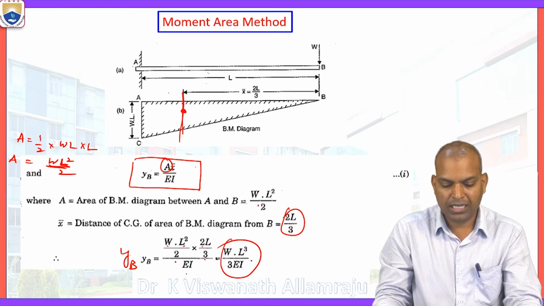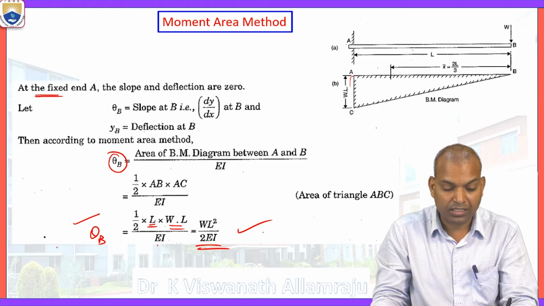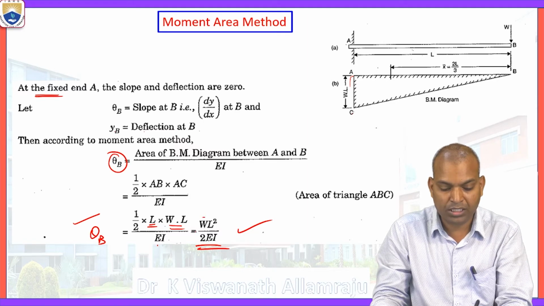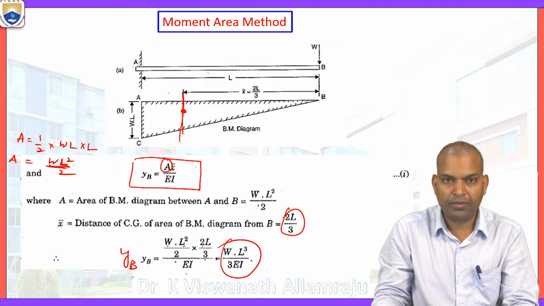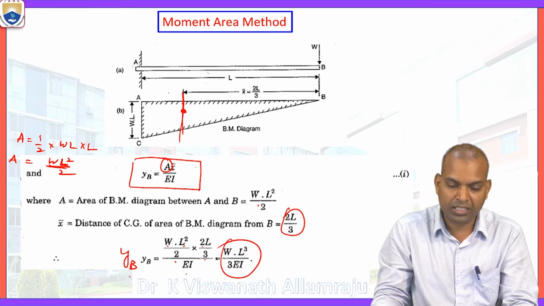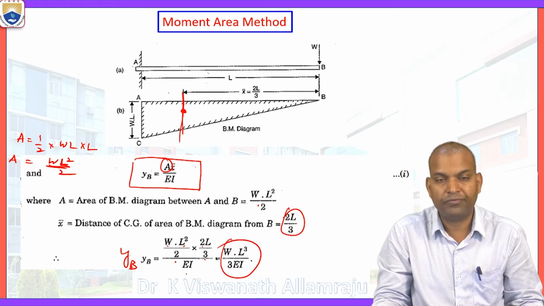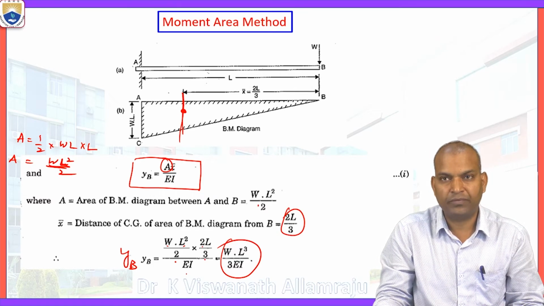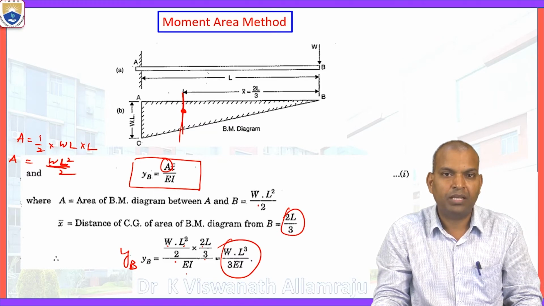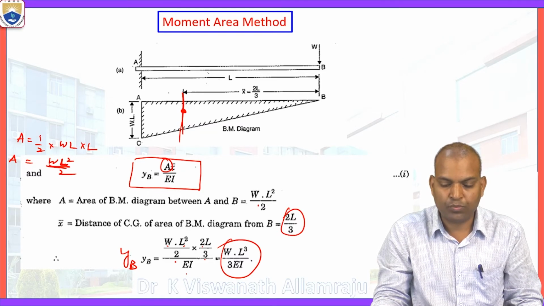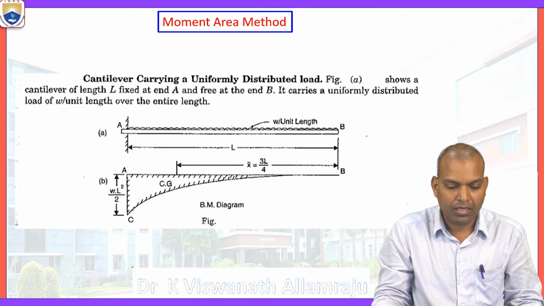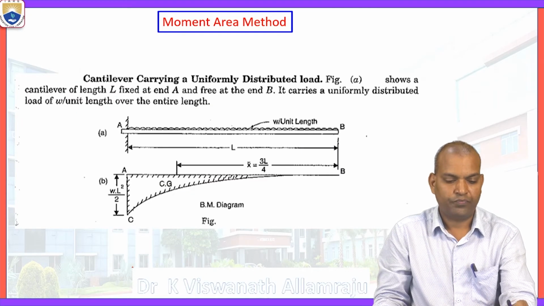So theta B is WL square by 2EI, and YB is WL cube by 3EI. These are the derived formulae for calculating the slope and deflection of a cantilever beam at the free end, where the point load is acting. Next, case 2.